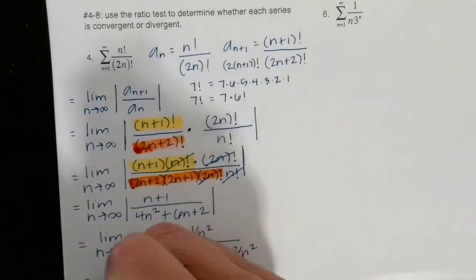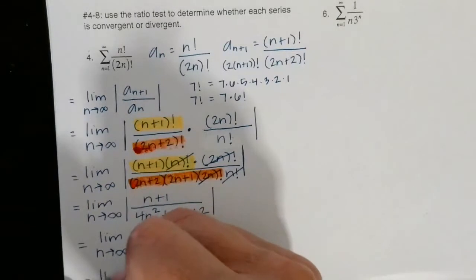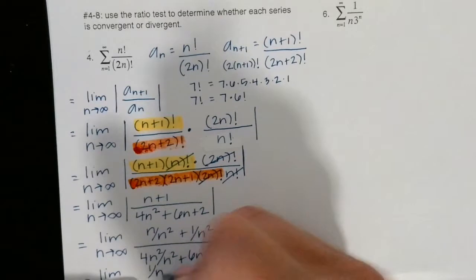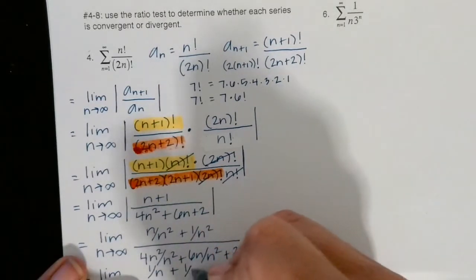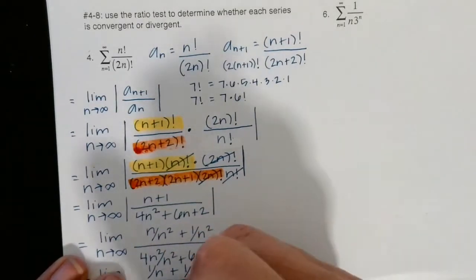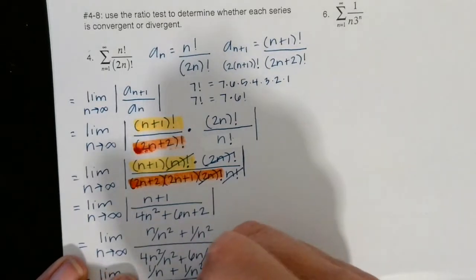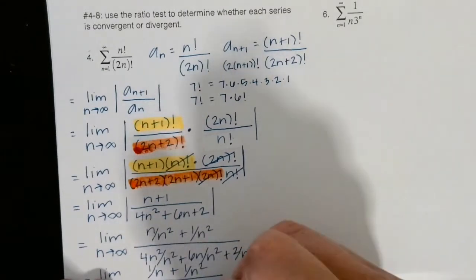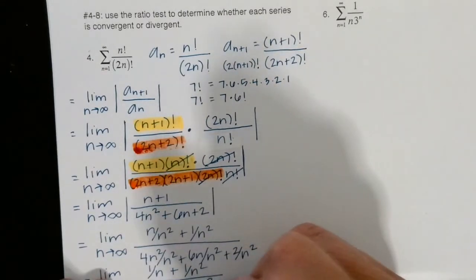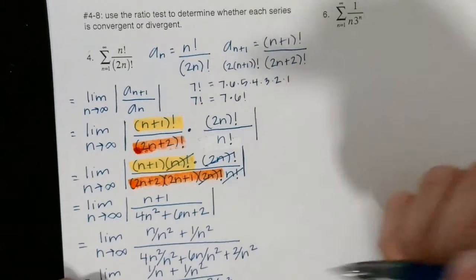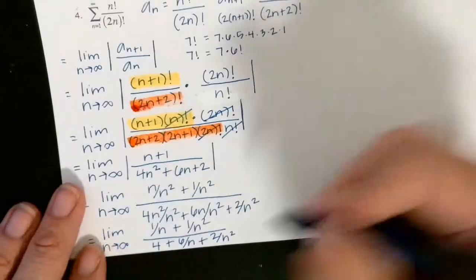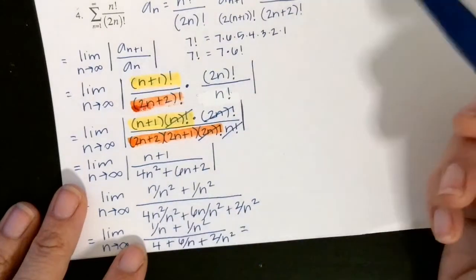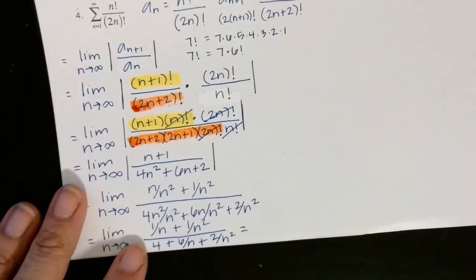And when I do that, I get the limit as n goes to infinity of 1 over n plus 1 over n squared, all over 4 plus 6 over n plus 2 over n squared. And now is the point where I'm going to evaluate my limit. So this is what we were going over in the 10.3b lesson.